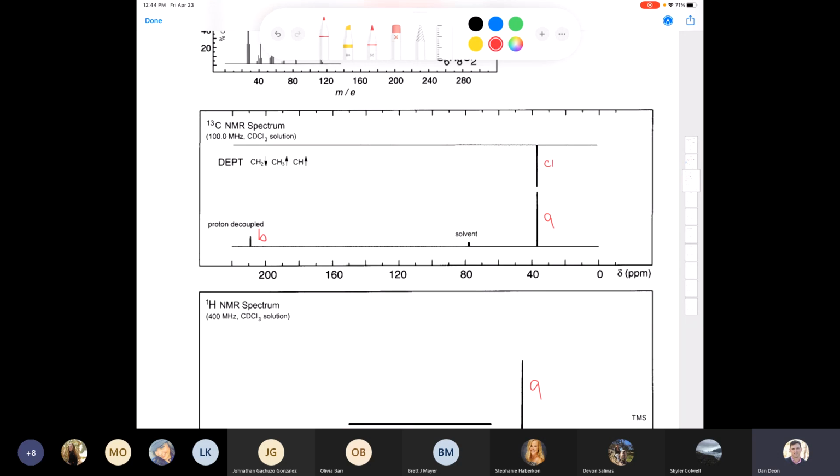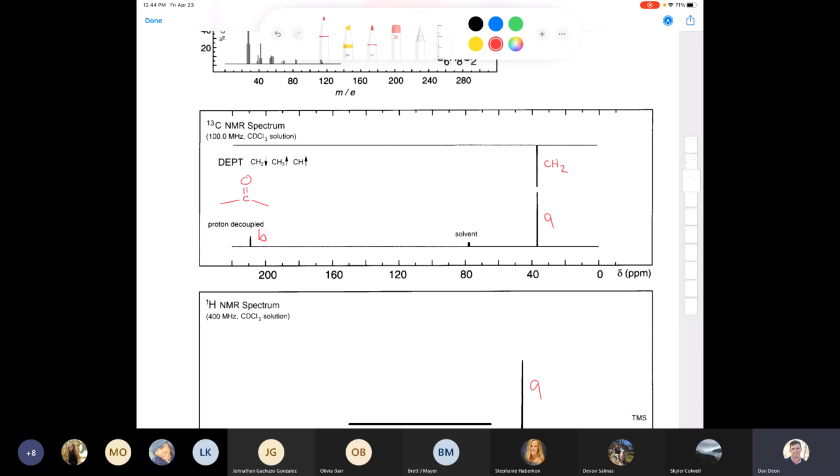I have some methylenes, and since this signal doesn't show up in the DEPT, that tells me that this must be the carbonyl, okay, like that. So there's a carbonyl. Now, this is something that you can't hitch your wagon to every single time in organic chemistry.